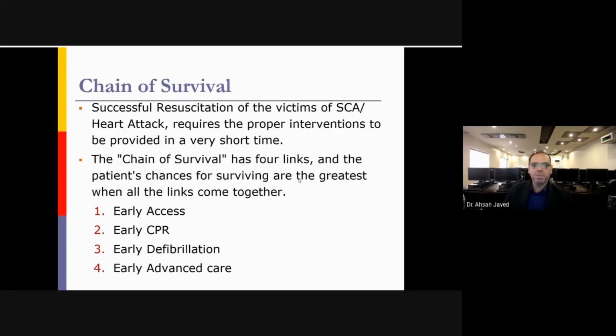Each link is very important and integral in terms of saving the life of that person. A patient's chances of surviving are the greatest when all the links are joined, or come together, or are offered at an appropriate time. They include early access, early CPR, early defibrillation, and early advanced care. These four components, if given at the appropriate time, will be able to save the life of that person.